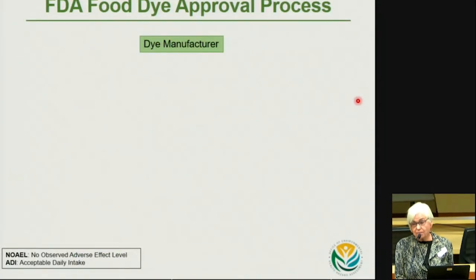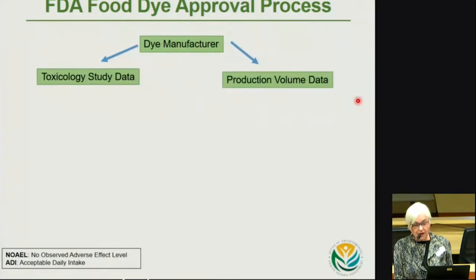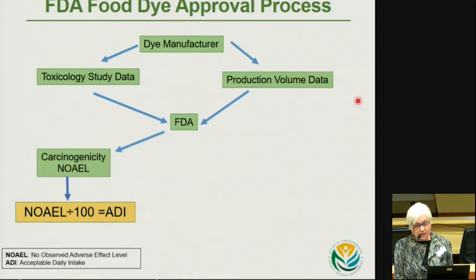Animal studies are very important because, as we've heard and we'll hear later from Dr. Taylor, I think, they are the basis of the safety assessment of food dyes. The dye manufacturers provide animal toxicology study data and production volume data and other exposure data to the FDA. The FDA then reviews that data to be sure that the dye isn't carcinogenic, very important because foods are covered by the Delaney Clause. And if not, they go ahead and find the NOEL, the no observable adverse effect level. That's the lowest dose in the toxicology studies that produces no toxic effect.